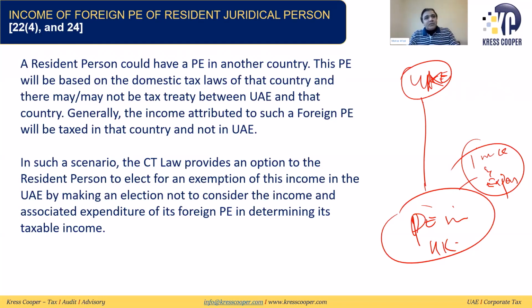This is the overall position. So we can just discuss, a resident person could have a PE in another country. This PE will be based on the domestic tax law of that country, and there may not be a tax treaty between the UAE and the other country. The income attributed to such a foreign PE will be taxed in that country, not in the UAE. In such a scenario, the law provides an option to the resident person to elect for an exemption of this income in the UAE by making an election not to consider the income and associated expenditure of the foreign PE in determining its taxable income.